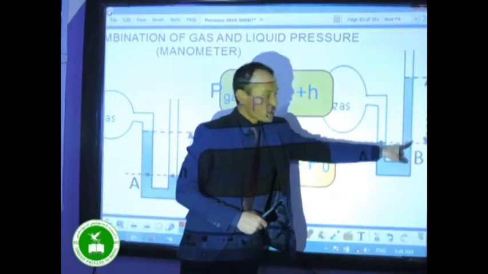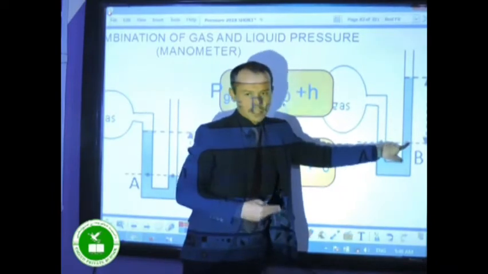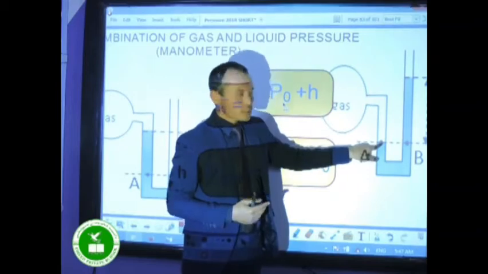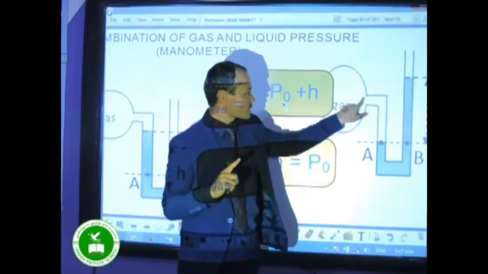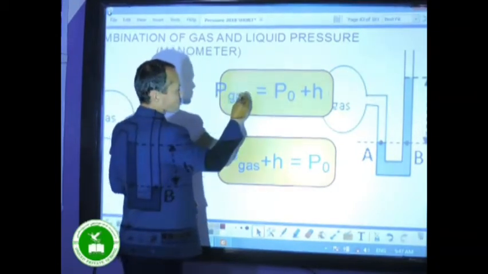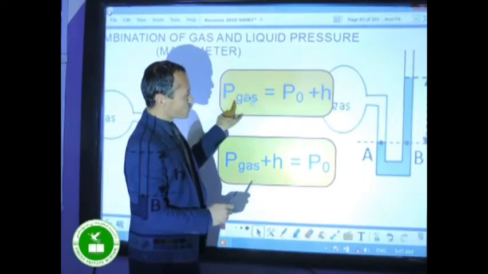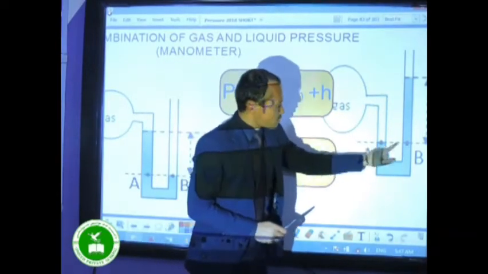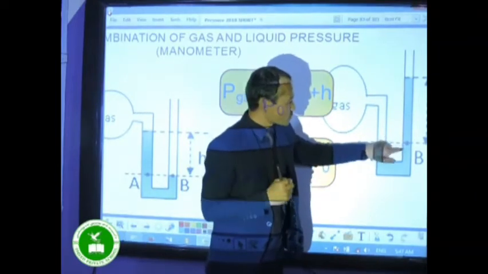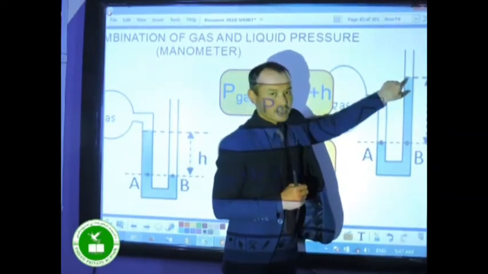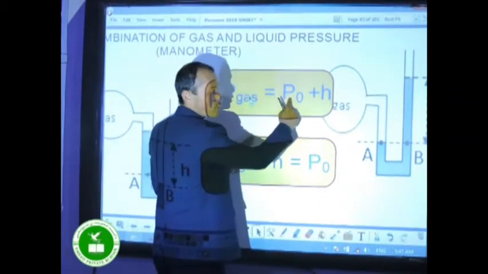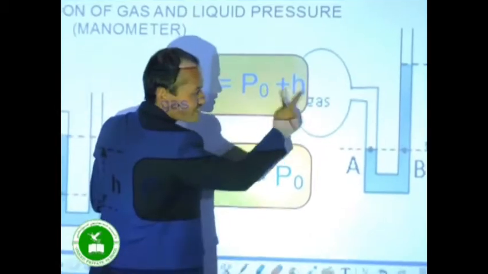Again we have to choose one specific level and calculate pressure on that level. Here on point A we have only one pressure, that is gas pressure. So gas pressure is equal to pressure on this point. Here we have two different pressures: one pressure of this liquid, next pressure of this air. Pressure of air plus pressure of this height.